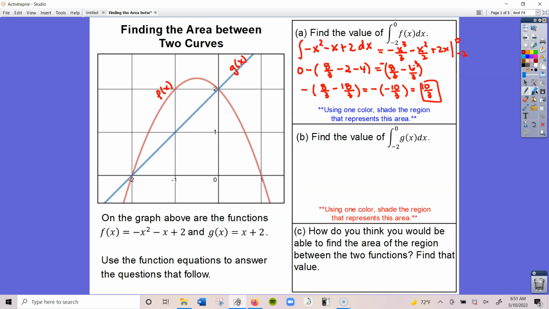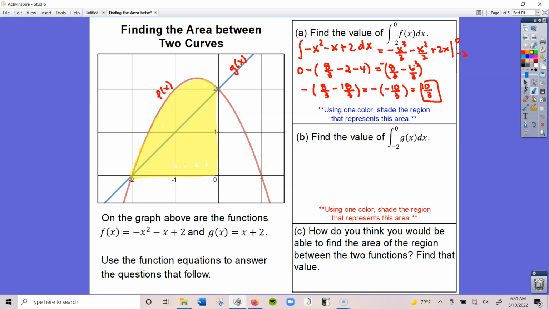Now what this represents on the graph is this part here. So we just did from negative 2 to 0 underneath the curve of f of x. So it's this section here. All of this area represents 10 over 3.